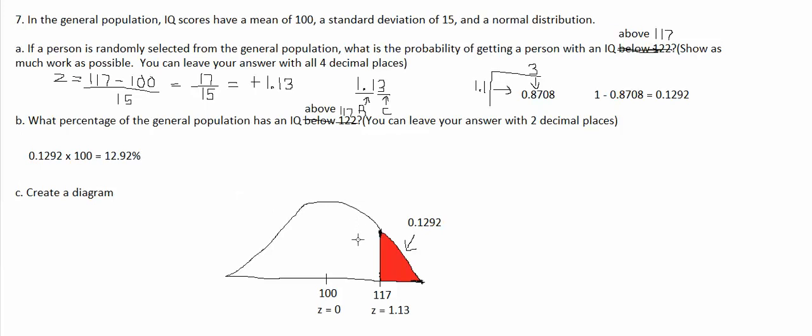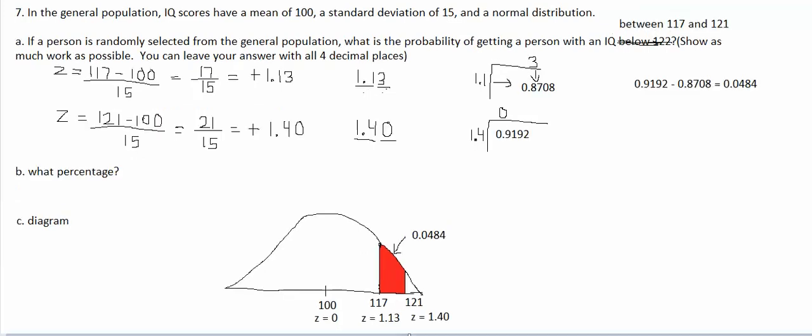And now I'll quickly show you the last type of problem on the assignment. This is the third type of problem that I gave you on today's in-class assignment. It's a question in which I ask you for the probability of randomly selecting a person between two IQ scores. In this problem, I changed this part right here to between 117 and 121. So now it's a between problem.